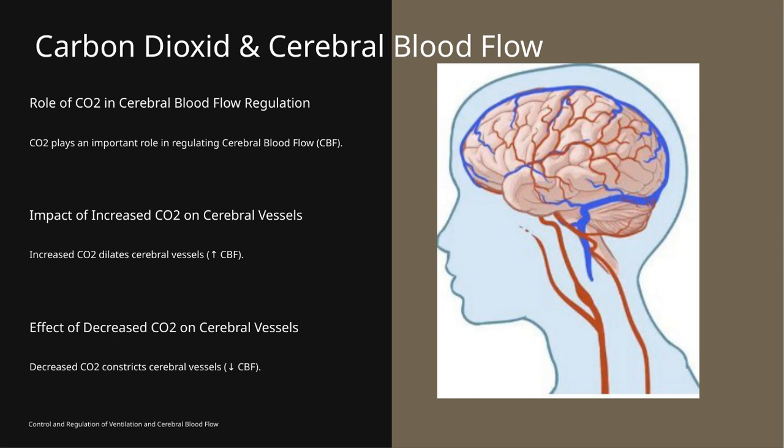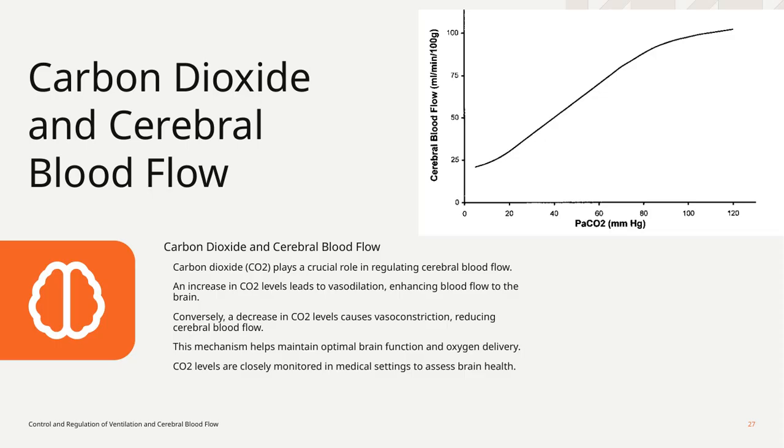its needs. Now, let's talk about how carbon dioxide, or CO2, influences cerebral blood flow. CO2 plays a really important role in regulating how blood flows to the brain. When CO2 levels in the blood increase, it causes the blood vessels in the brain to dilate or expand, which boosts blood flow. This vasodilation helps deliver more oxygen and nutrients to the brain when it's needed most.